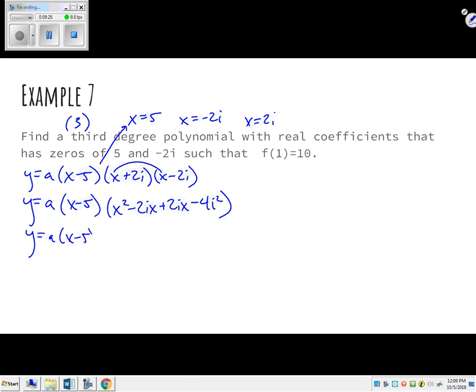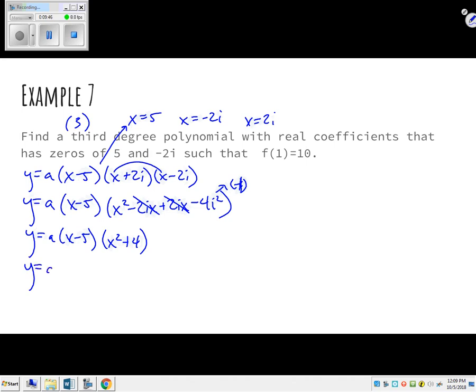Got some cleaning up to do here. I've got the x squared here. Minus 2ix plus 2ix, those just cancel. And my students have been good about it today, telling me that this i squared right here is a -1. So I have -4 times -1. That will turn it back into a +4.